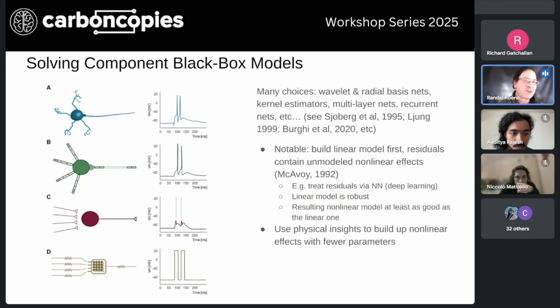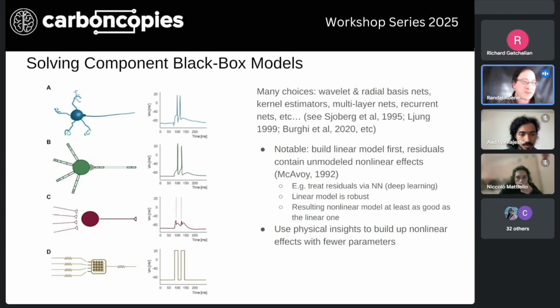There are many ways to solve those estimation problems at the component level. We're not going to detail the many choices available here, such as wavelet and radial basis networks, kernel estimators, multi-layer networks, recurrent networks, and many more, and instead refer to the literature. But it's notable that a useful approach may be to build a linear model first, such that the residuals contain all the unmodeled nonlinear effects. You can then use a neural net, deep learning, or something like that to treat those residuals, and the linear model is robust, and the resulting nonlinear model is then at least as good as the linear one.